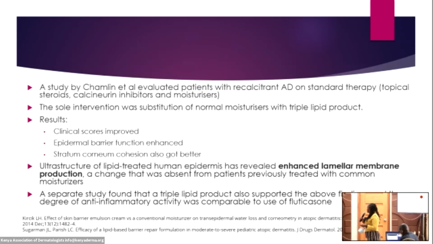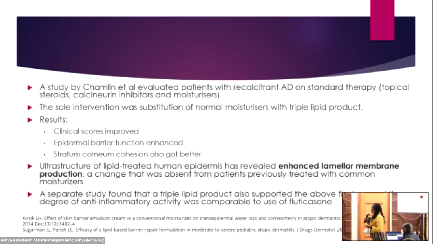So there's a study by Chamlin which evaluated patients with recalcitrant atopic dermatitis on standard therapy, which included topical steroids, calcineurin inhibitors, and moisturizers. And the sole intervention was substitution of the moisturizer with the triple lipid product. And what they found is that the clinical scores improved, the epidermal barrier function was enhanced, and stratum corneum cohesion also got better. So the ultrastructure of lipid-treated human epidermis has revealed enhanced lamellar membrane production, a change that was absent from patients who were previously treated with common moisturizers.